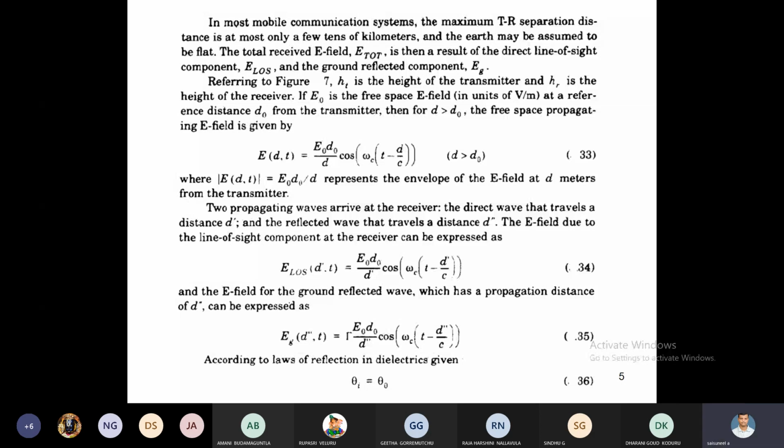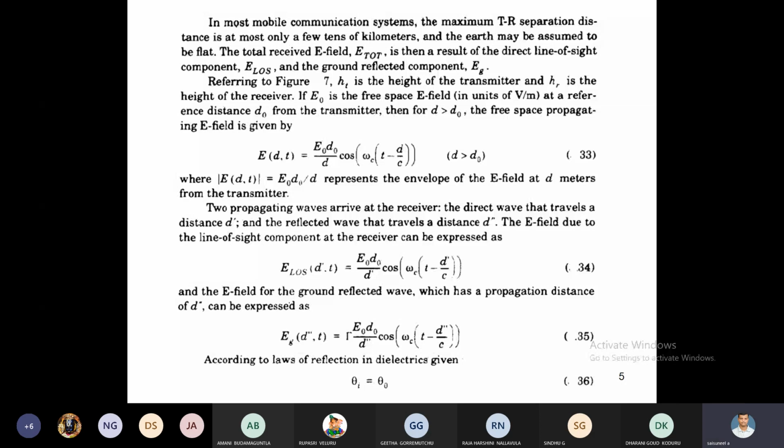Suppose we assume two propagating waves: one is the direct path wave, which travels a distance of d dash, and the reflected wave travels a distance of d double dash. Then the E field due to the line of sight path, E LOS of d dash comma t, is equal to E naught d naught by d dash cos of omega c t minus d dash by c.